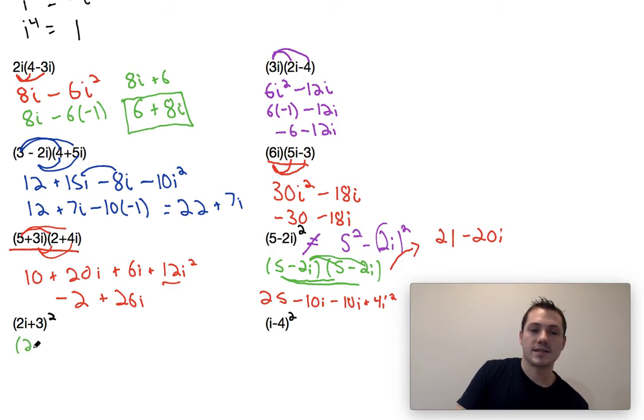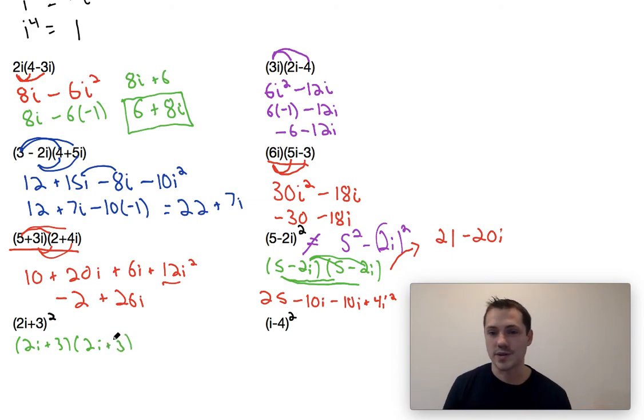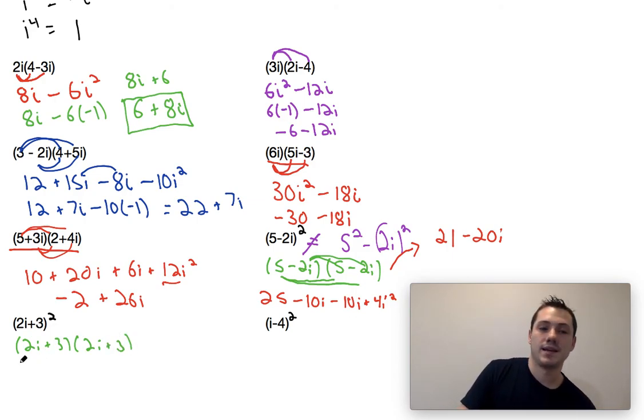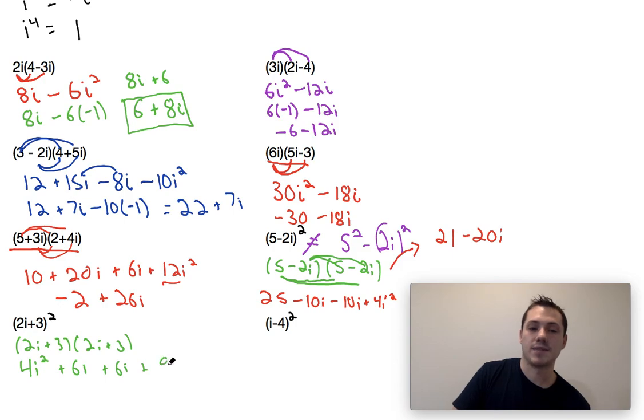Same thing with this. 2i plus 3 times 2i plus 3. Again, do not just square the two numbers inside. This would give us 4i squared plus 6i plus 6i plus 9. This is negative 4 plus 9. It's going to be 5 plus 12i.